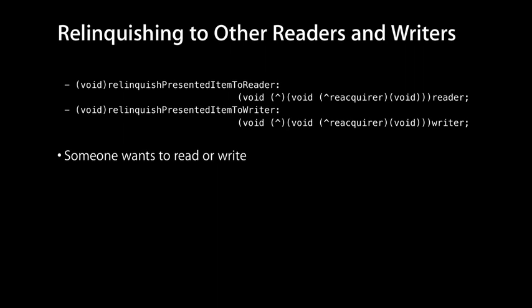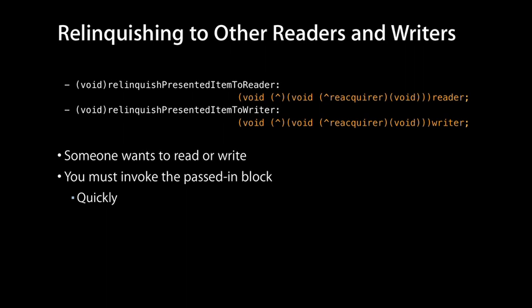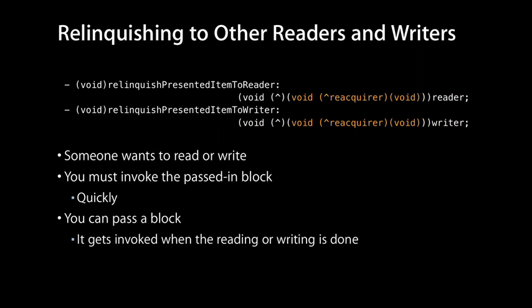Now occasionally you need to be able to relinquish your file to other readers and writers. And there's a couple methods that will get called when this exactly needs to happen. So you've got relinquishPresentedItemToReader and relinquishPresentedItemToWriter. These get called basically when someone else wants to read or write to this file that you care about. Now what gets passed into this method is sort of this crazy looking block parameter, and we'll try to break down exactly what it is that's getting passed in here. The upshot is that what's getting passed in is a block that you need to quickly invoke. You also get a chance to pass your own block back into this method that represents any sort of work that you want to be done immediately after that reading or writing takes place.